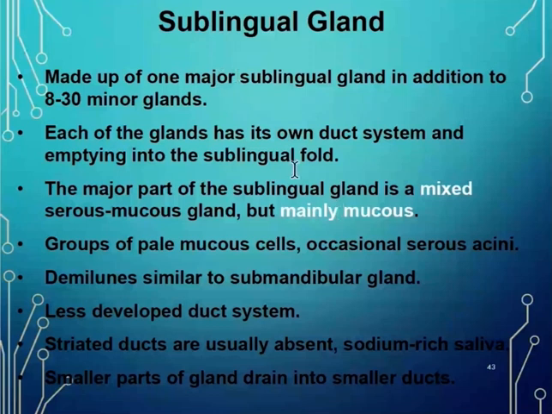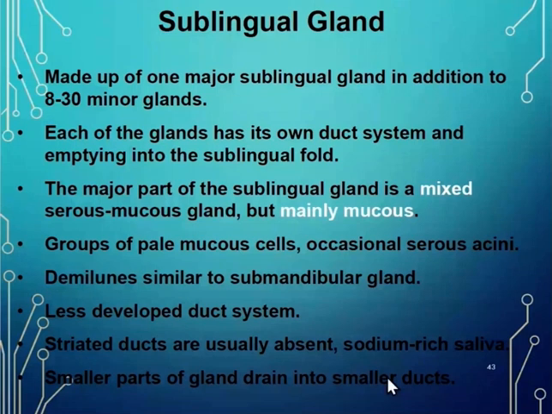Now the minor salivary glands are totally mucus elements, okay? And both of them, the major and the minor, empty into the sublingual folds. In routine staining, we see the sublingual gland as many groups of pale staining mucus cells, with some darker staining serous acini and serous demilunes, but most of it is the pale staining mucus, okay?